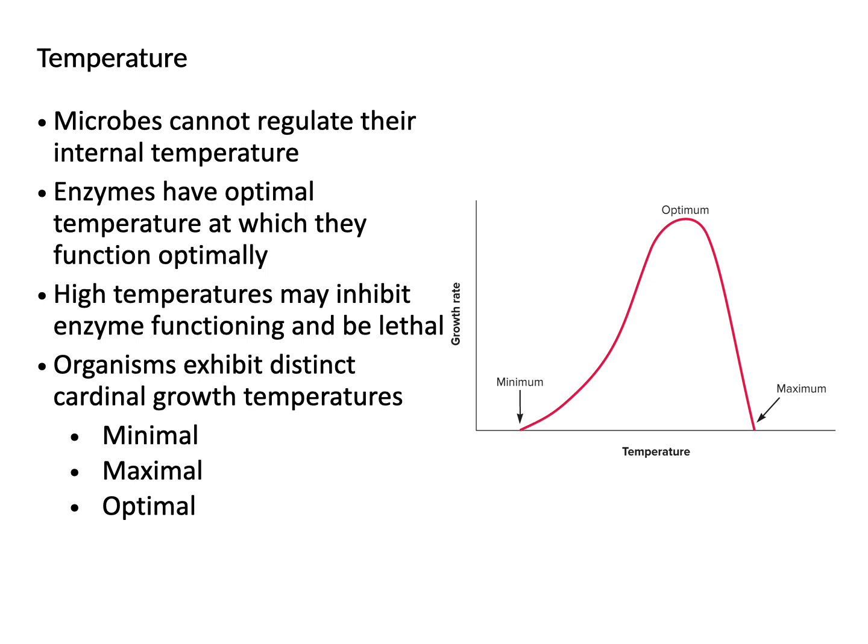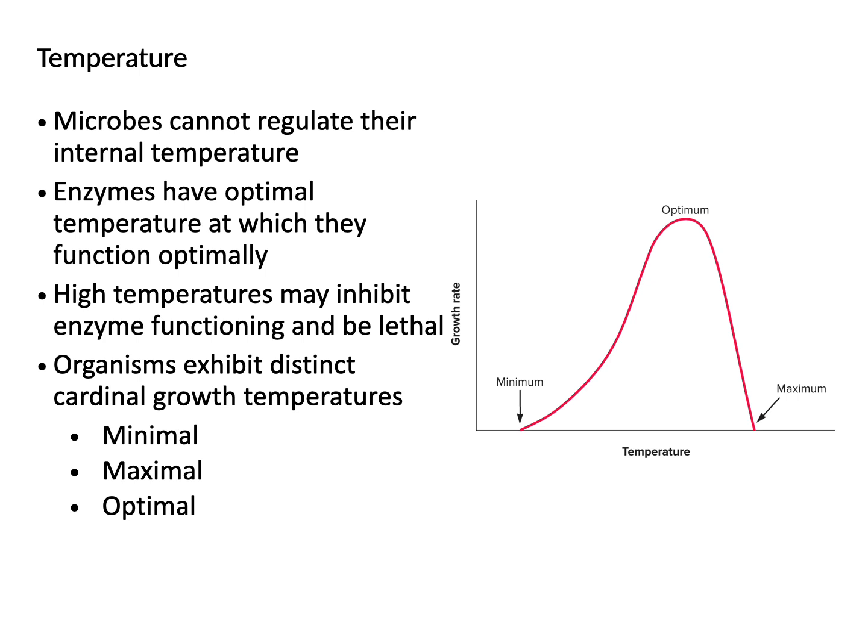Now, when we look at temperature, we want to keep in mind that microbes can't regulate their internal temperatures. We're talking about prokaryotes or single-celled organisms. And so they need to be in an environment that's ideal for their enzymes in order for their enzymes to be functional. So remember, enzymes are proteins. Proteins will denature in really hot environments, and they may not function optimally at lower temperatures.